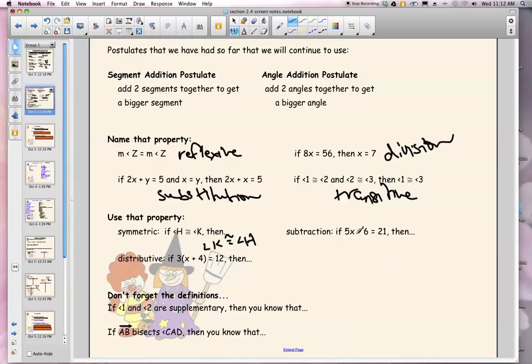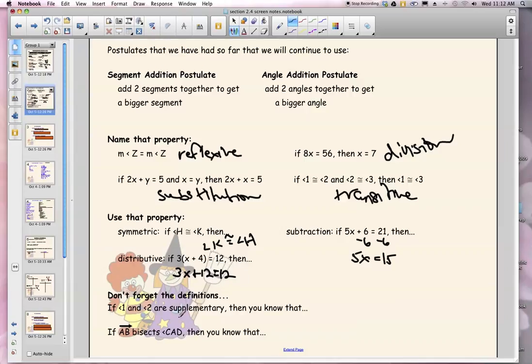Okay. The subtraction property on this, what might I want to subtract from both sides? The 6. You'd want to subtract the 6 from both sides. So I would minus 6 and minus 6, and my new statement would read 5x equals 15. That's how I would use the subtraction property. I would go to 5x equals 15. Okay, if I want to use the distributive property, in this problem, that means I'm going to take that 3 and I'm going to multiply it by the things that are inside the parentheses. So I would rewrite that problem as 3x plus 12 equals 12. Okay.